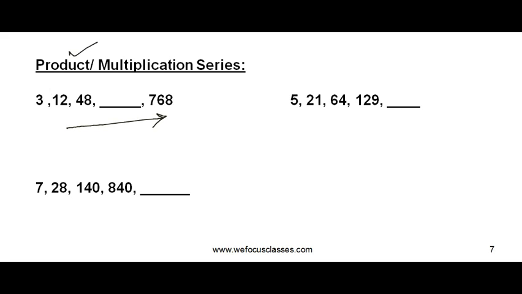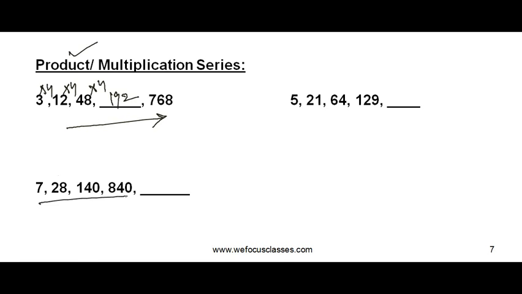So whenever the numbers are increasing very fast, you try to think the problem in a product way. Means from 3 how do you get 12? If you multiply by 4, you will be getting 12. From 12, if you multiply by 4, you will be getting 48. And 48 you multiply by 4, you will be getting the next number. 4 8s are 32, 4 4s are 16, and 192 you will be getting as the answer.